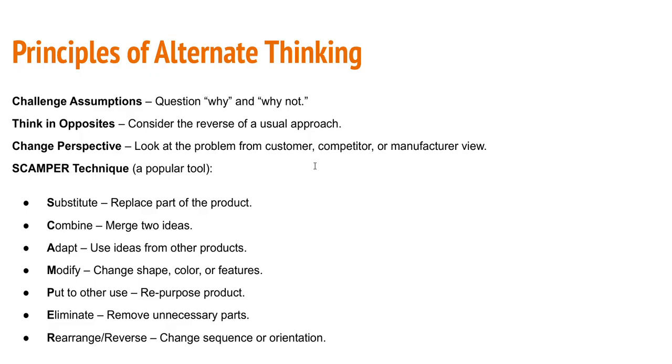Principles of alternative thinking. First principle is challenge assumptions. The question is why and why not. Second, think in opposites: consider the reverse of the usual approach. Third, change perspective: look at the problem from the customer, competitor, or manufacturing view.